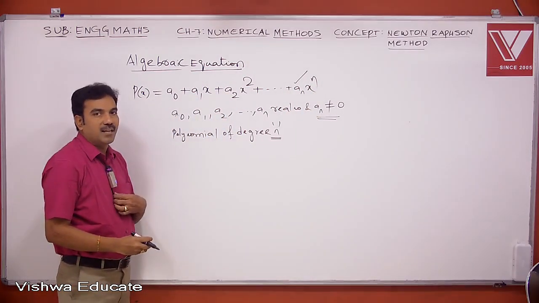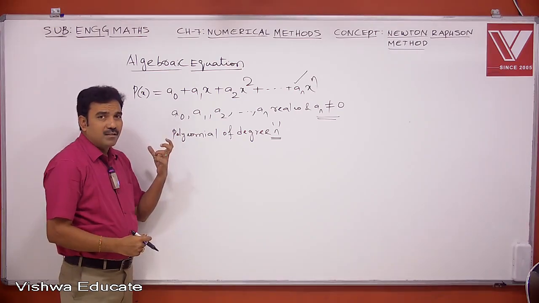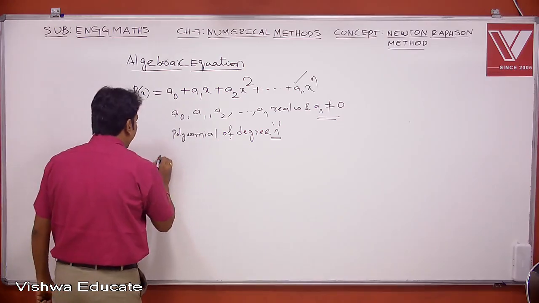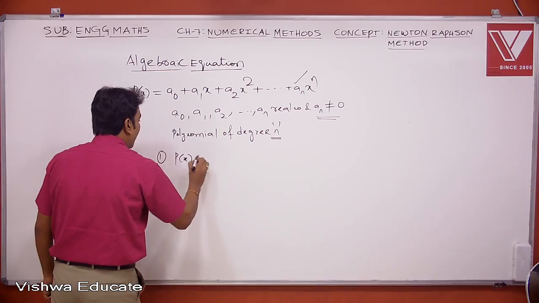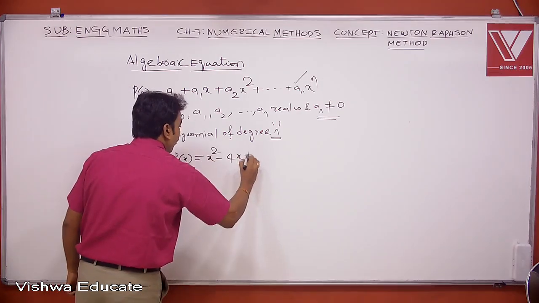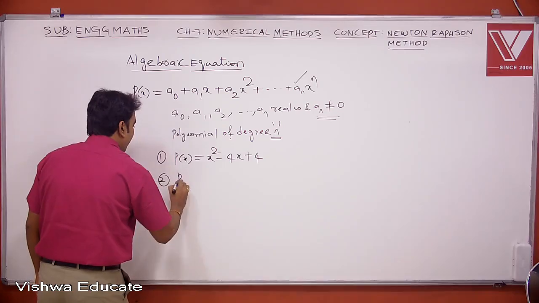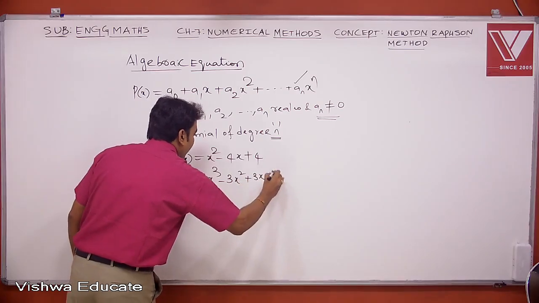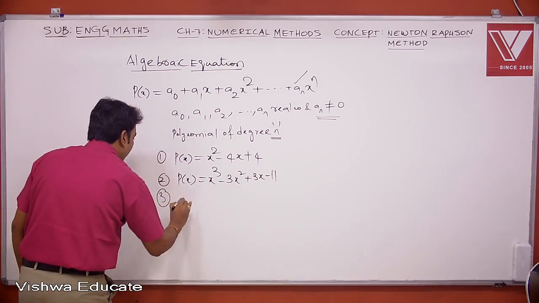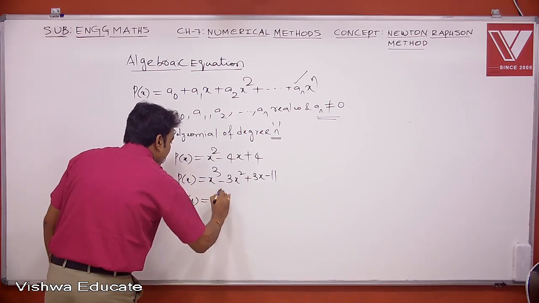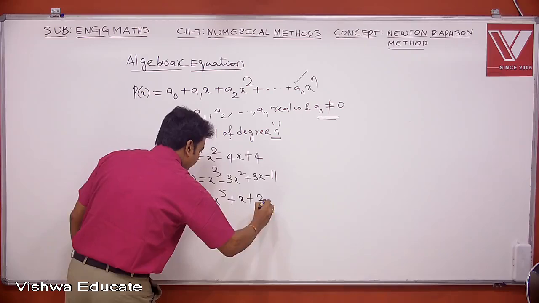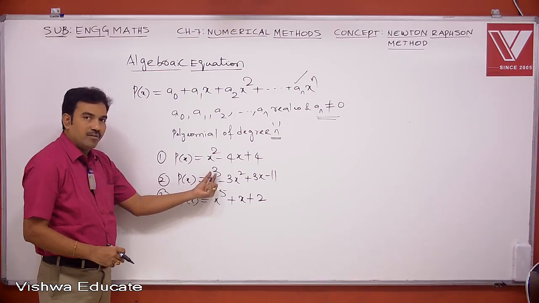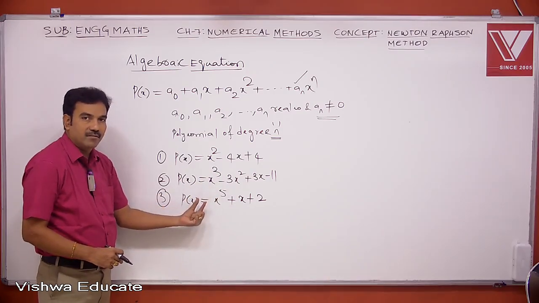So therefore intentionally when you look at this equation, the highest power of x is n. Therefore, it is called a polynomial of degree n. Let me tell you a few examples. Suppose I have p of x equal to x square minus 4x plus 4. Another example, p of x equal to, for example, x cube minus 3x square plus 3x minus 11. And example 3, p of x equal to, for example, x power 5 plus x plus 2. Now this is a polynomial of degree 2. It is a polynomial of degree 3. It is a polynomial of degree 5. Note these points.